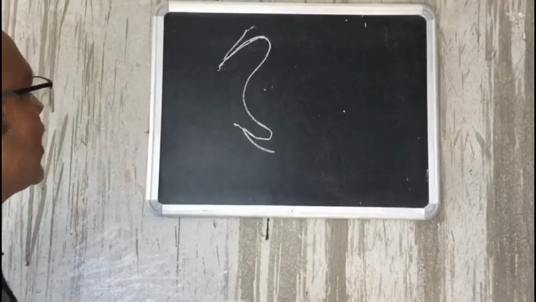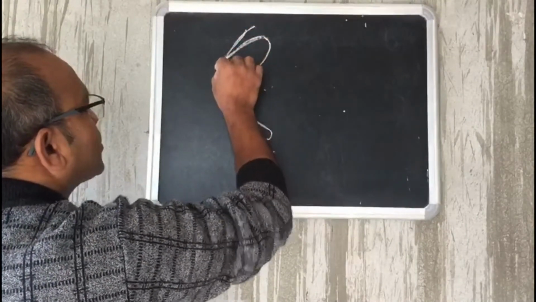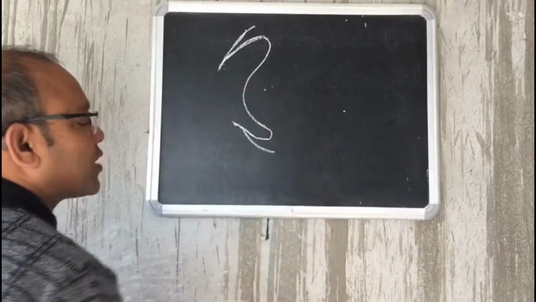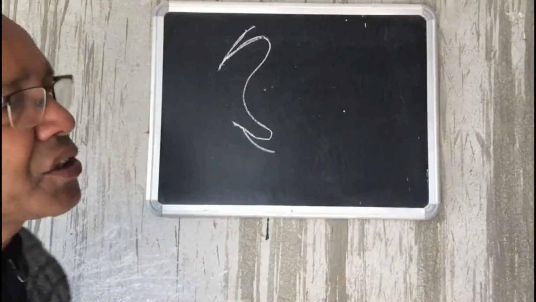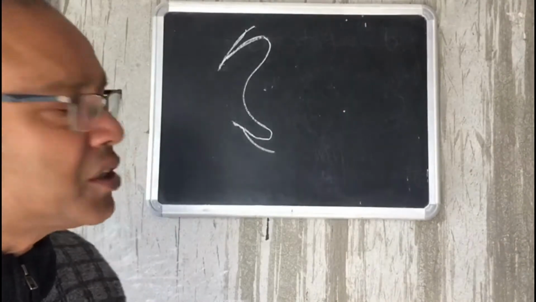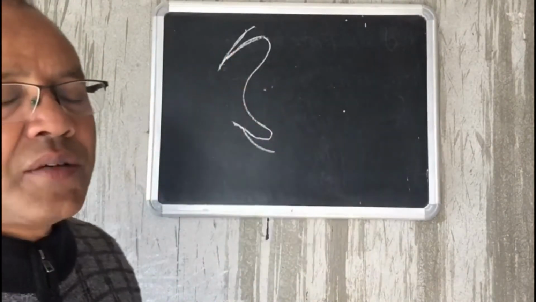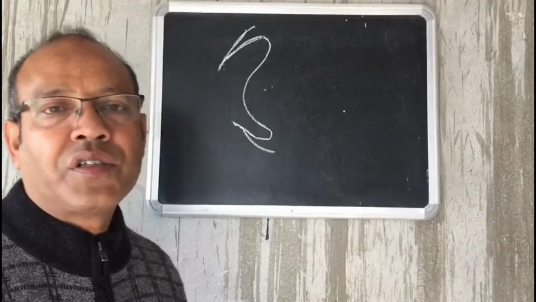Then we have the eyelashes, eyelid with eyelashes. This also protects the eye. The eyelashes do not allow small objects to enter into the eye. The eyelid continuously blinks. It has two functions.